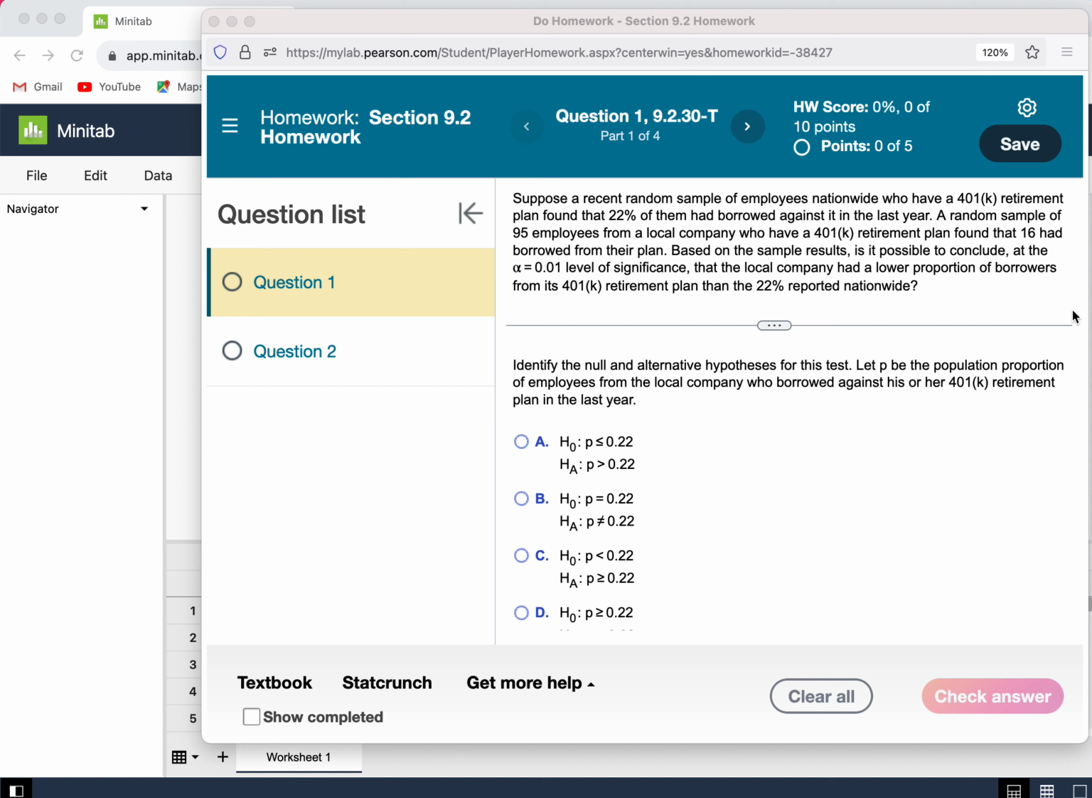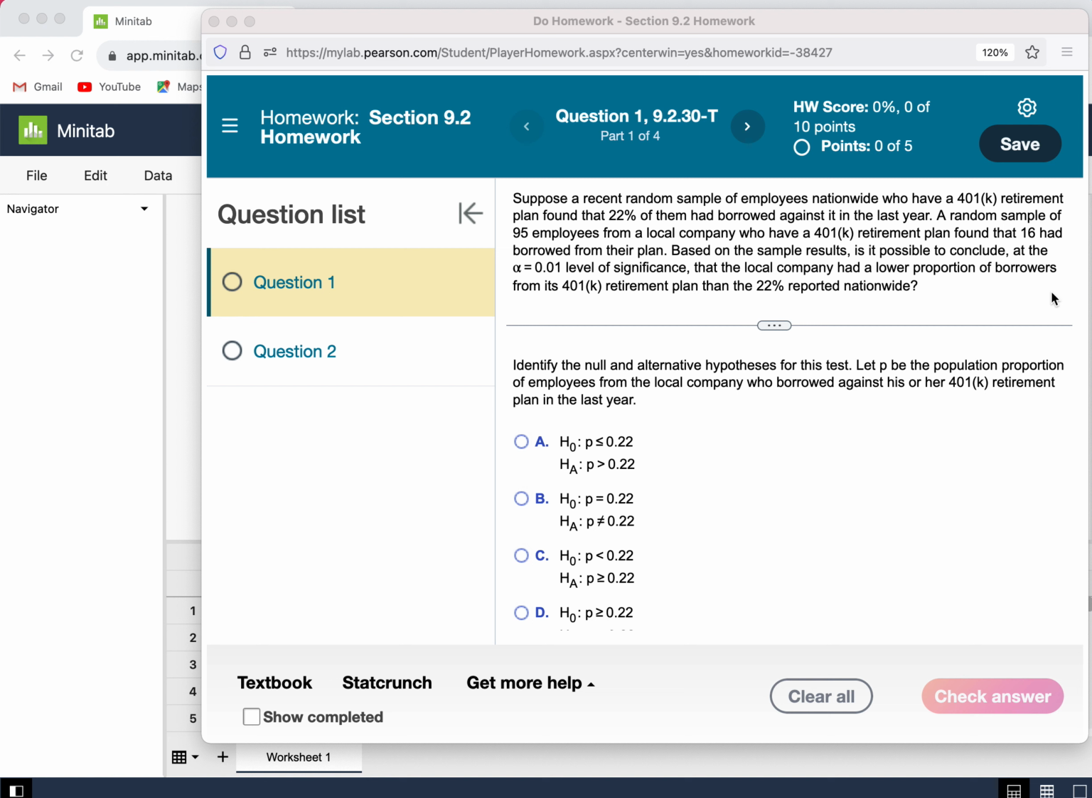It says, suppose a recent random sample of employees nationwide who have a 401k retirement plan found that 22% of them had borrowed against it in the last year. A random sample of 95 employees from a local company who have a 401k plan found that 16 had borrowed from their plan. Based on the sample results, is it possible to conclude at the 0.01 level of significance that the local company had a lower proportion of borrowers than the 22% reported nationwide?